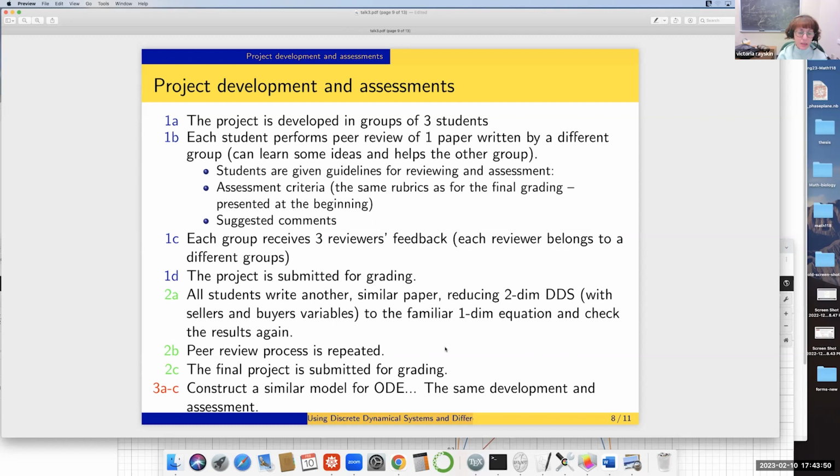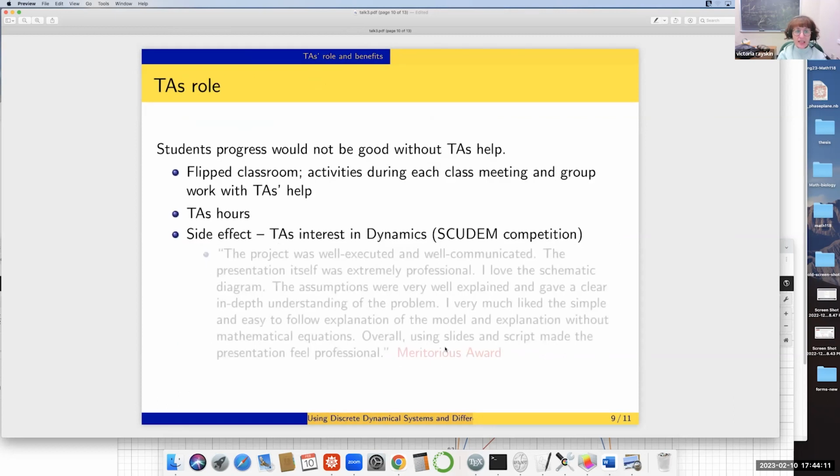submit this for grading, and then they consider a similar ODE model. With the ODE model, the process is repeated, and again, they can compare their results for discrete and continuous dynamics. And there is a great role of TAs in this process. Without their help, probably students wouldn't improve that significantly.